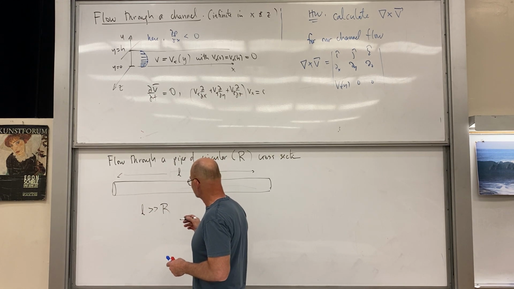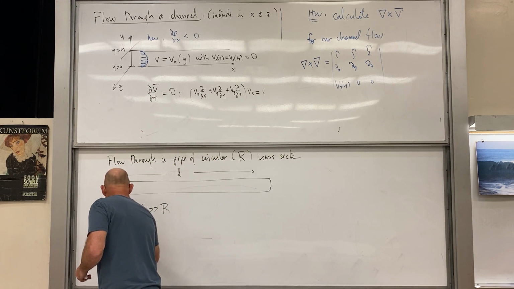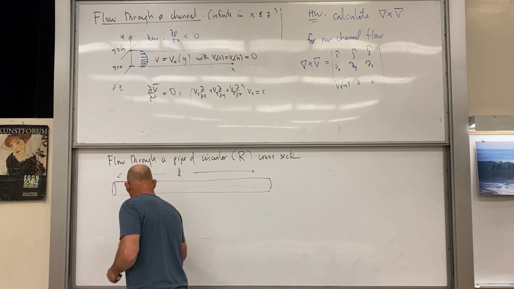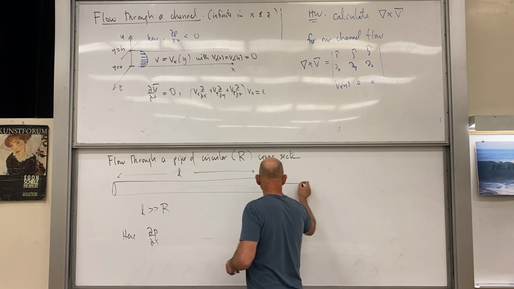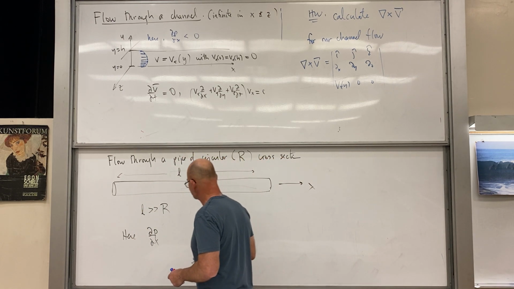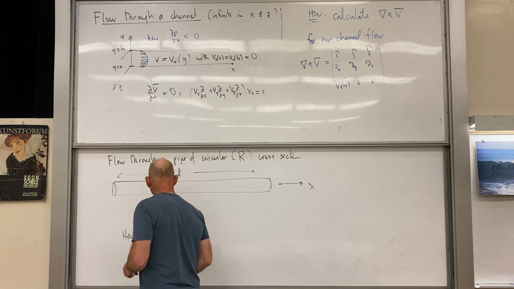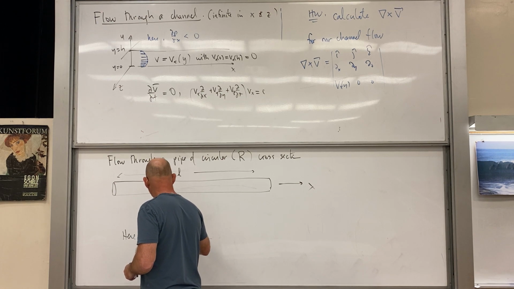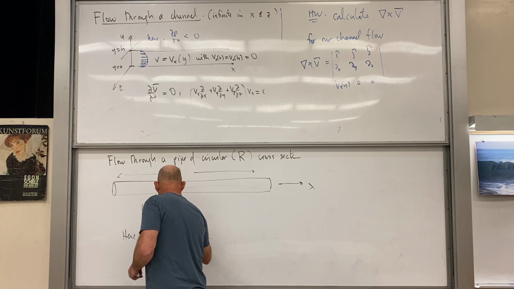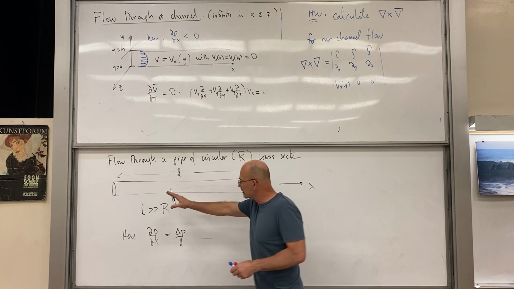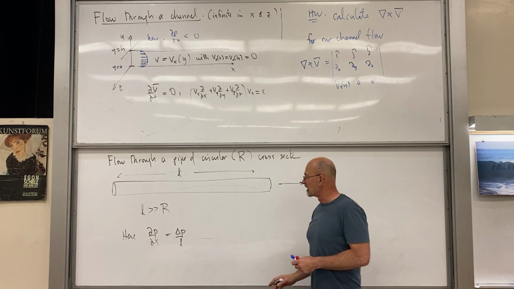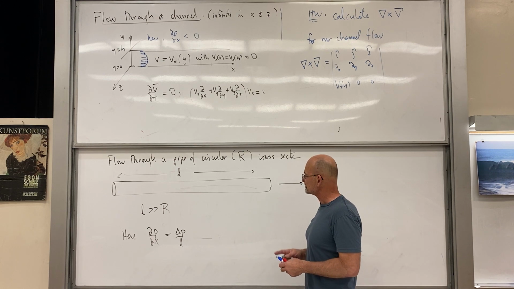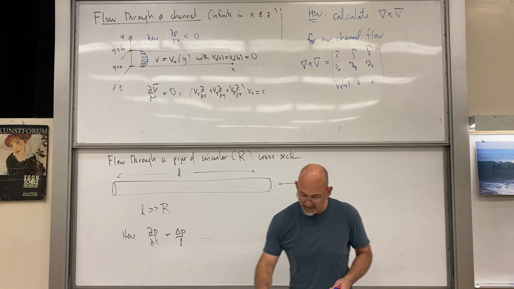Okay. So here we're going to have dp dx, we'll call this the x-axis again, is going to be equal to delta p divided by L. So we're going to have a uniform pressure gradient across this. I think we actually proved that. Let's have a look.